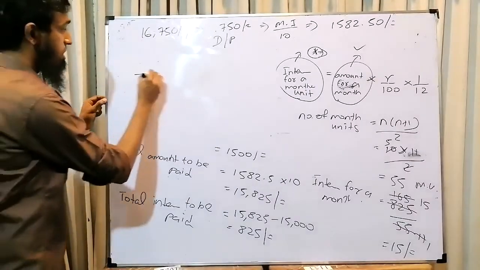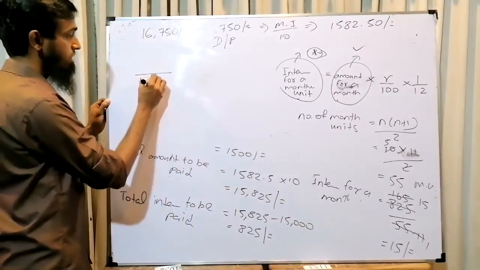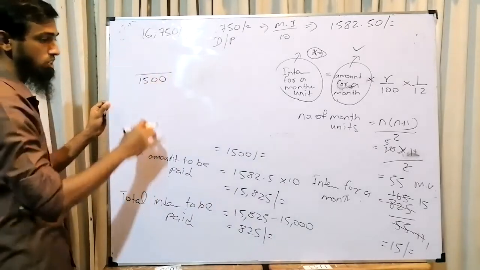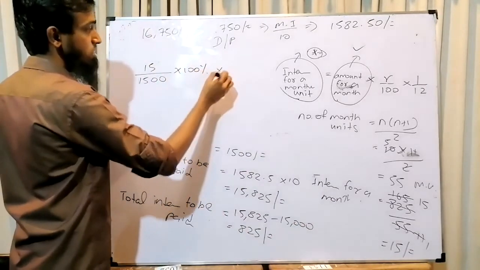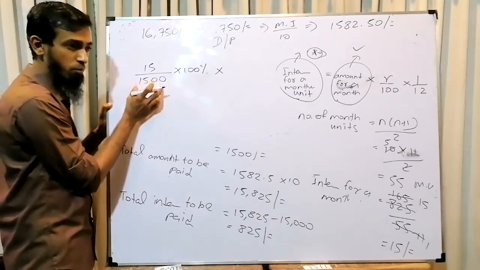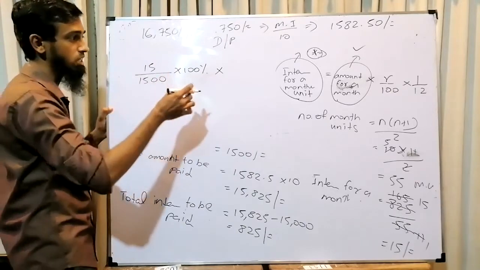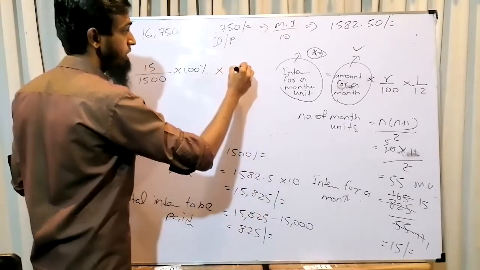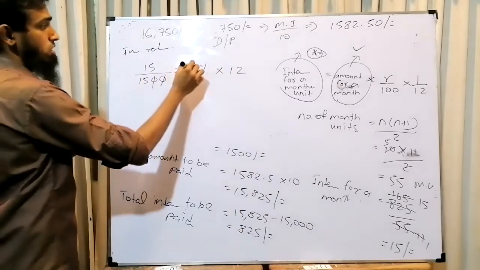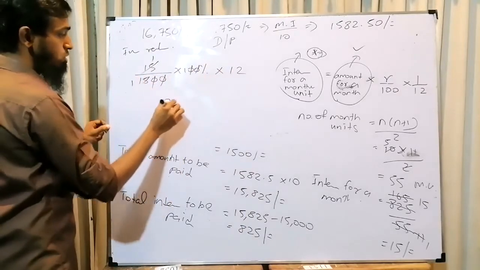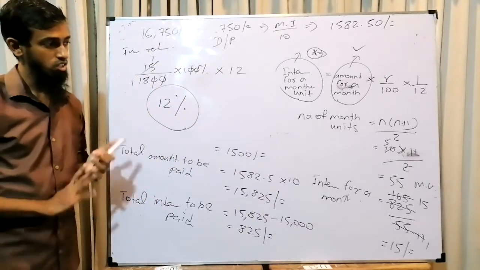Finally, the question, interest rate. The amount used to calculate the interest is 1,500. The interest for that 1,500 is 15 rupees. So we can make it a percentage. This is the interest for a month unit, so those are monthly. We need the annual interest rate. So in reverse, we can multiply by 12. So the rate is 12% per annum.